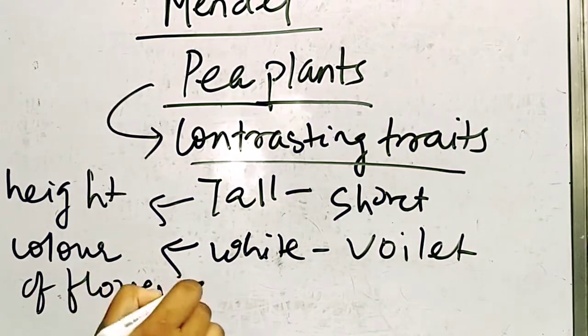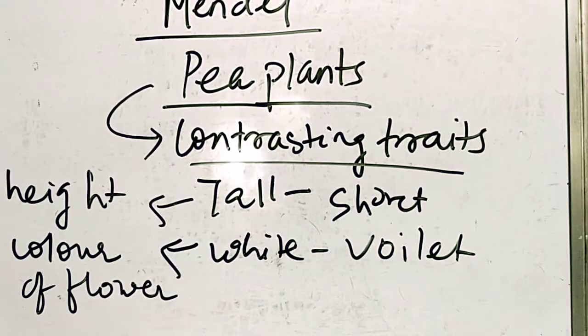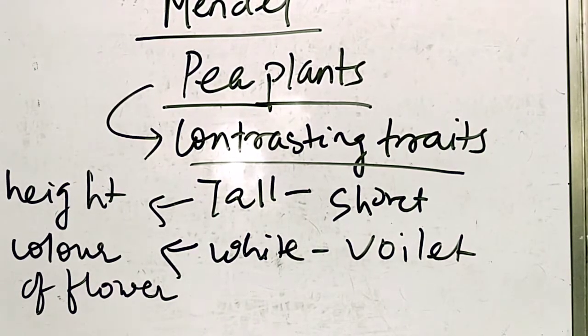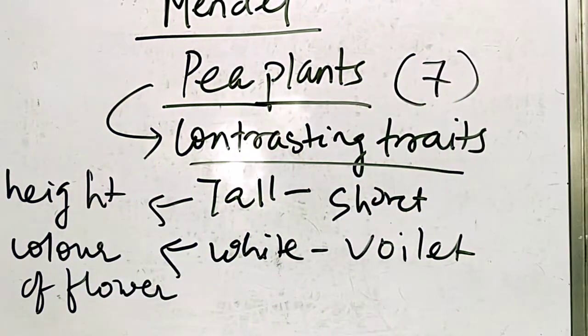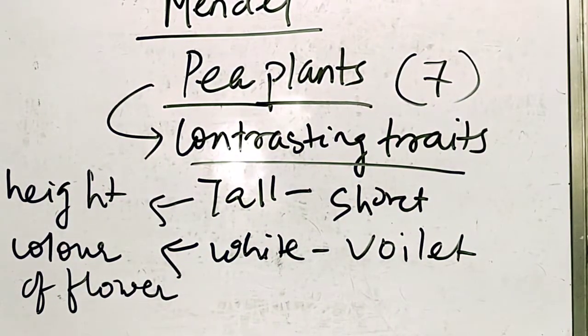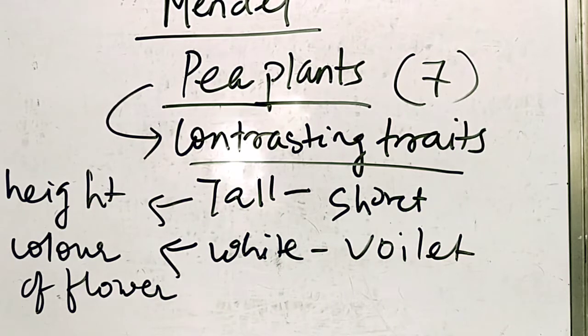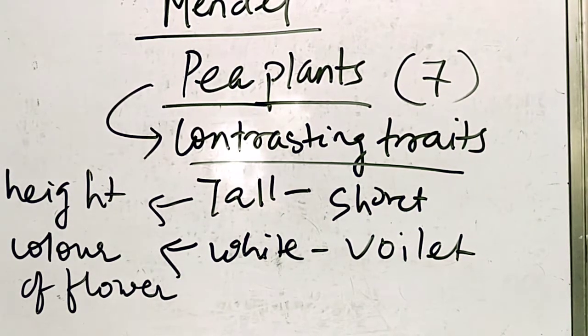So like this, Mendel has taken a number of contrasting characteristics or contrasting traits, and in pea plants there are around 7 pairs of such contrasting traits. That is why Mendel has done his experiments to prove the rules of inheritance on pea plants.